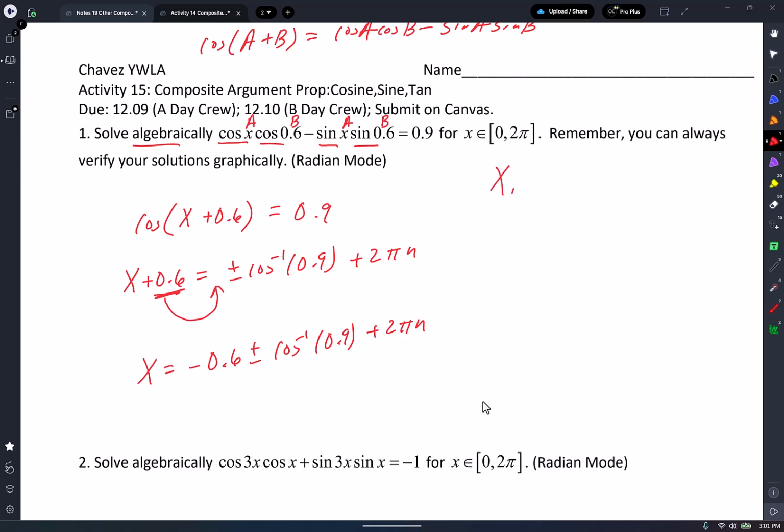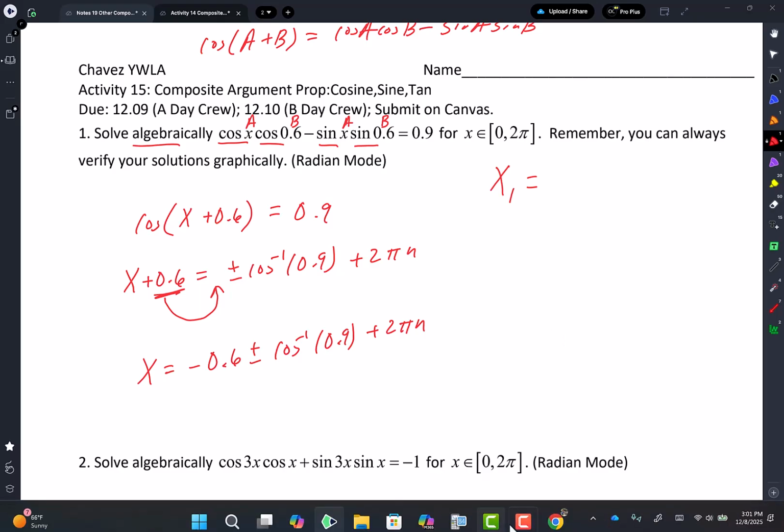I'm going to write x1. I know, we're tired, guys. And I'm going to type that into my calculator with the plus, and then I'm going to change it to a minus. So take your calculator.